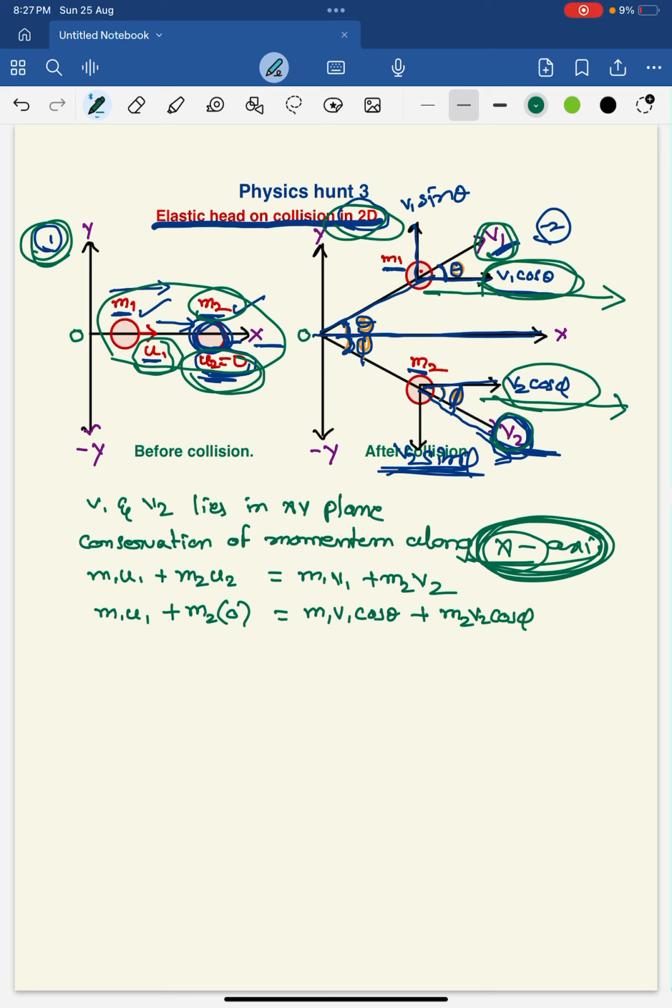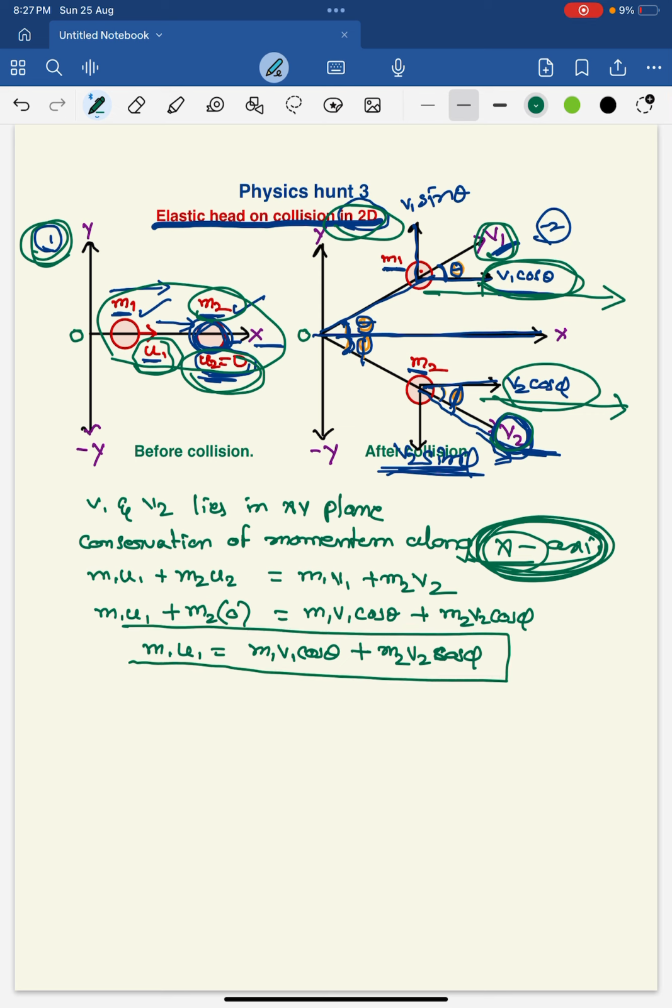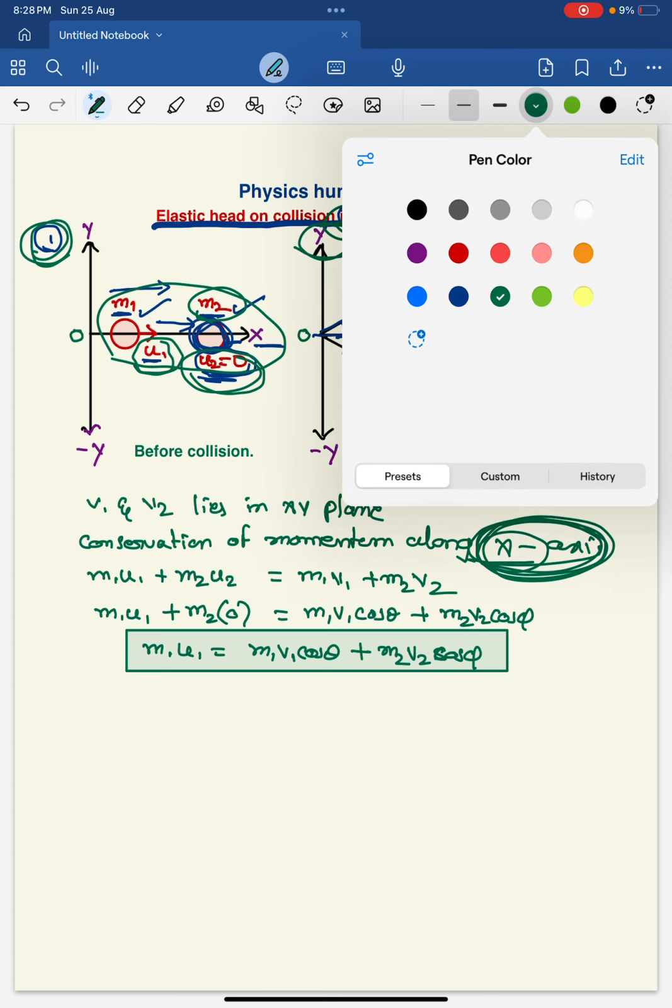Okay, so therefore the final expression we can write along the x-axis is m1 u1 is equal to m1 v1 cos theta plus m2 v2 cos phi. So this is the conservation of momentum along the x-axis. Not only the x-axis, here both the bodies are moving in a two-dimensional plane. So at each and every location, it is covering the x-axis direction as well as the y-axis direction also, right?